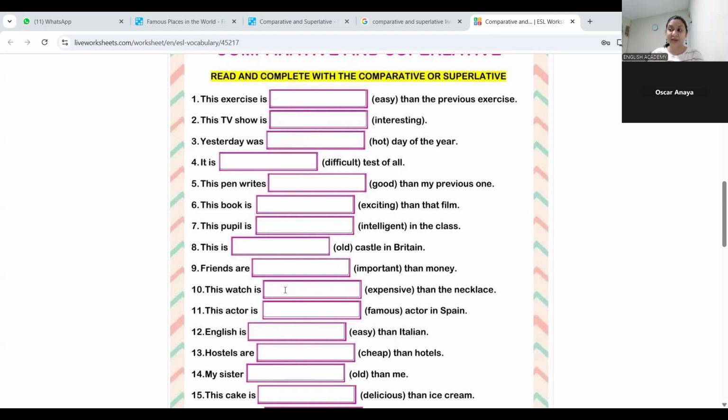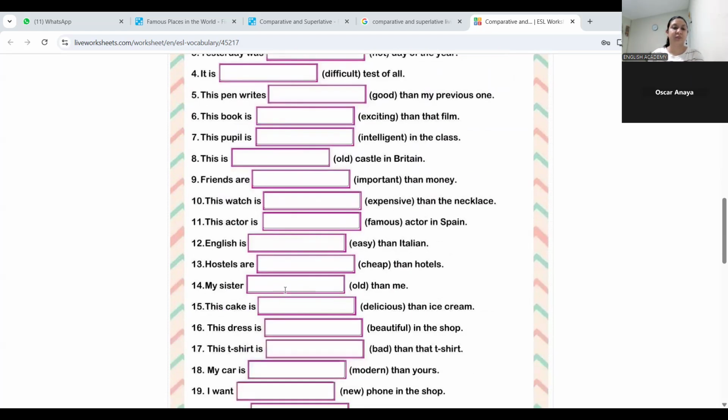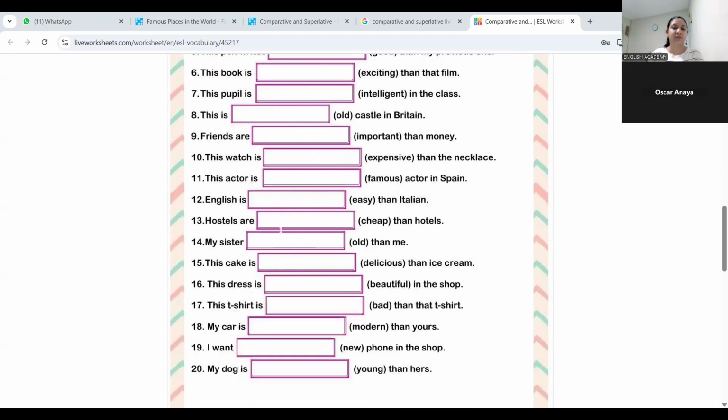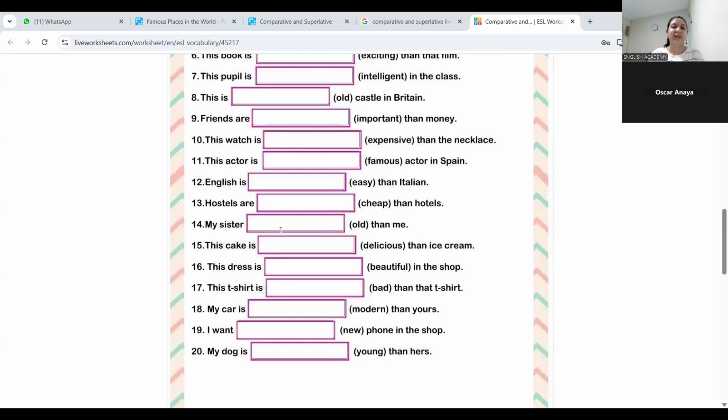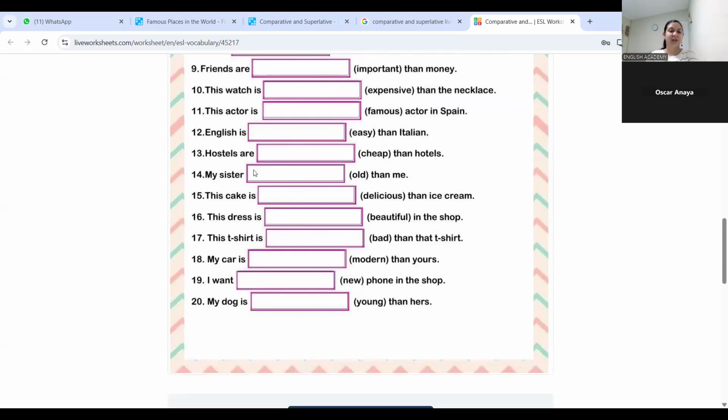Okay, only that one? No, another one says my sister is old, and I put is older than me. You just have to write: my sister is older. I wrote is older, but it shows red. Since I didn't have the is, I put is older. Yes, my sister is older than me.